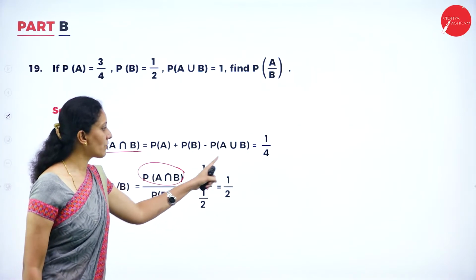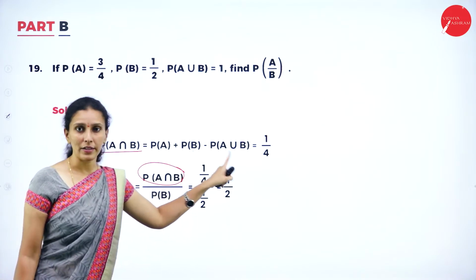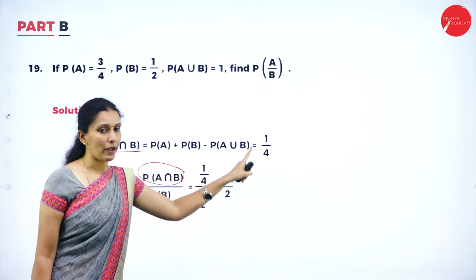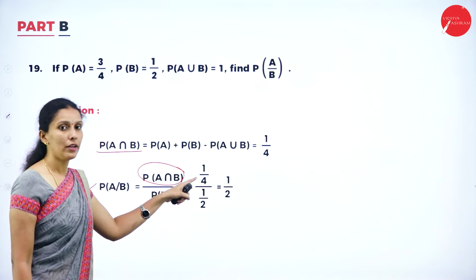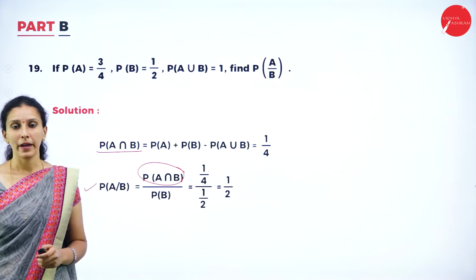On solving these values, we have 3 by 4 plus 1 by 2 minus 1. On solving this, we will get 1 by 4. Next, substitute the value in the formula, cancel it, and you will get 1 by 2.